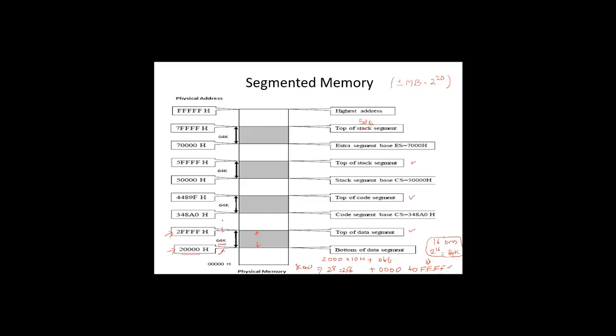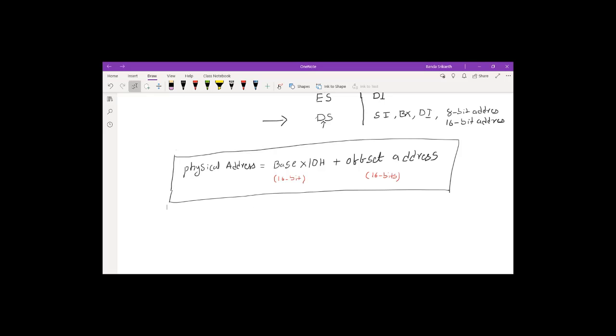Similarly, you can see this is the starting address of the memory location of the code segment, and this is the end address of the segment. We can easily find out. See, here the physical address is 348A0H, a 20-bit physical address. Then what could be the base address for this code segment? 348AH into 10H. We multiply by 10H, then automatically it will give the starting address by adding 0000. So here the value is 348A0.